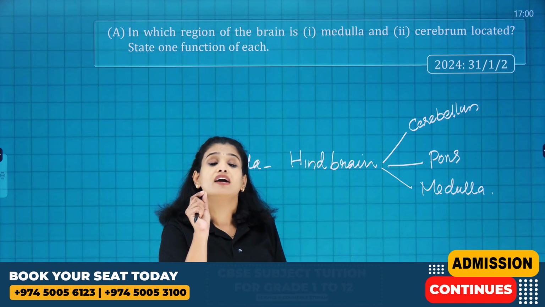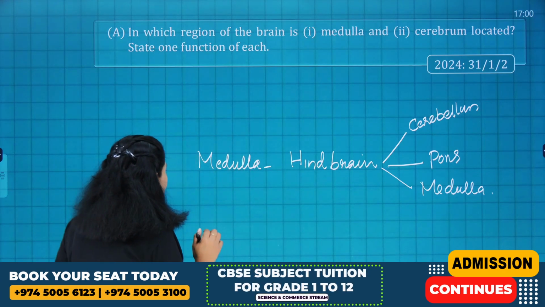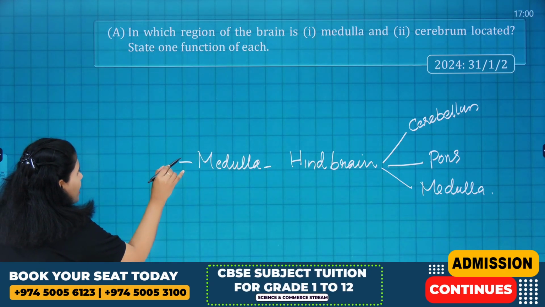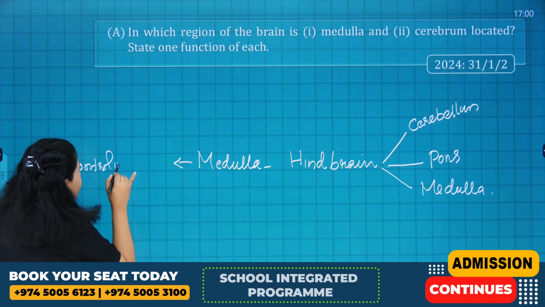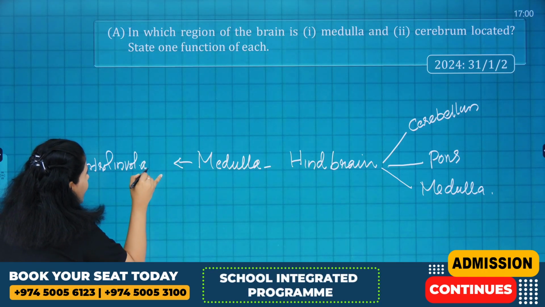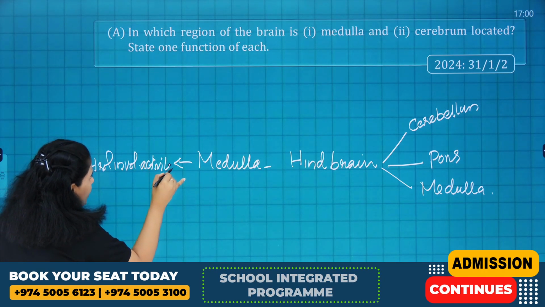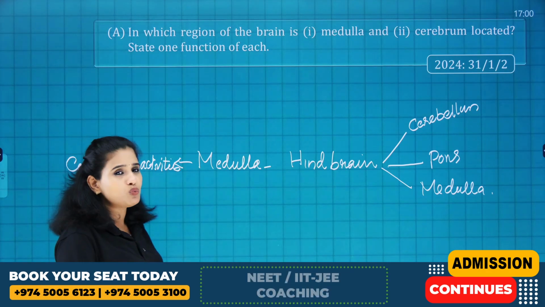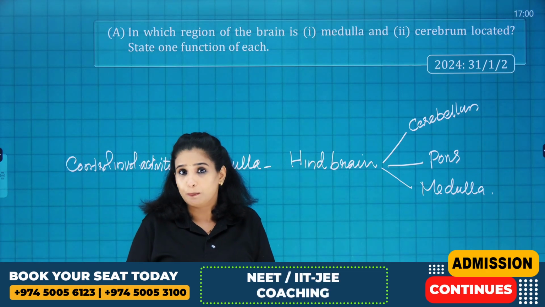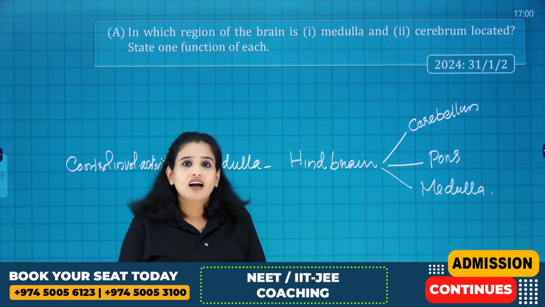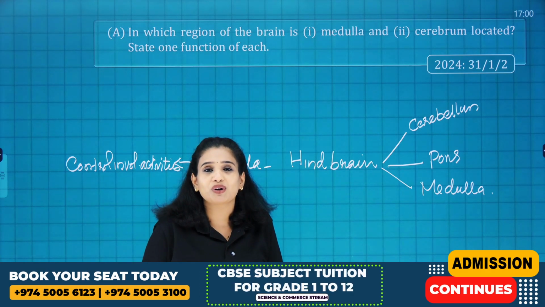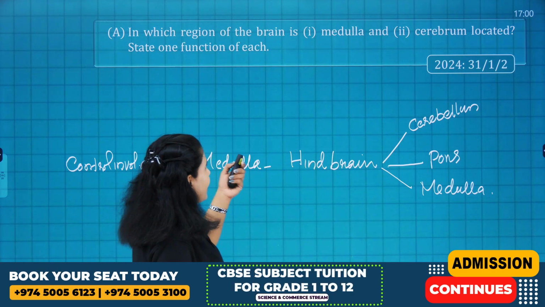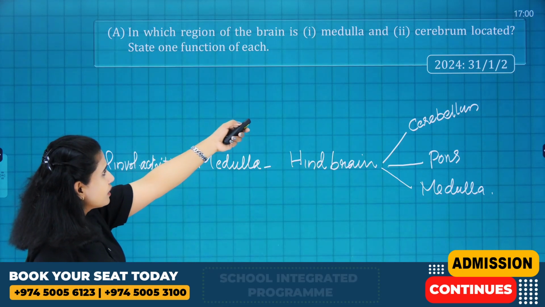Next, state one function of each. You have to state one function. For the medulla, what function do we write? It controls all involuntary activities. For example, breathing, heartbeat, blood pressure. All these things are controlled by the medulla.